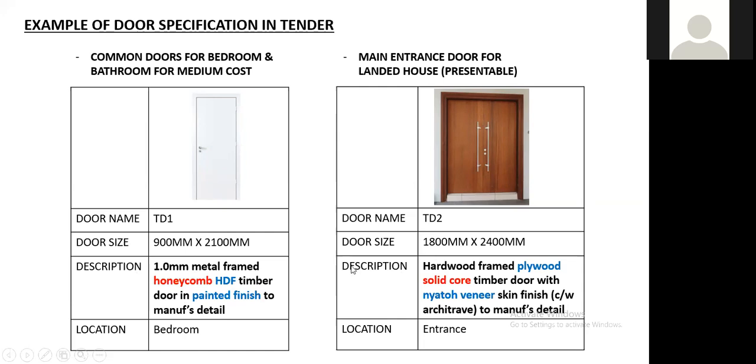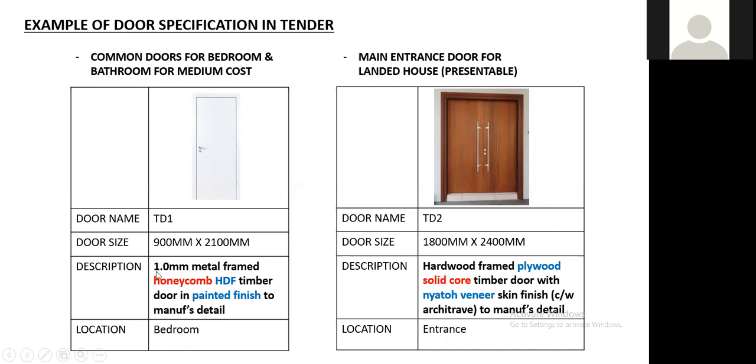So when it arrives at site, when you're doing the mock-up, it's not what you want, and not what you expect. There will be VO if you want something better. So when you spec, you need to have these two items. Of course, start with the frame itself. Then you mention honeycomb HDF timber door in painted finish.